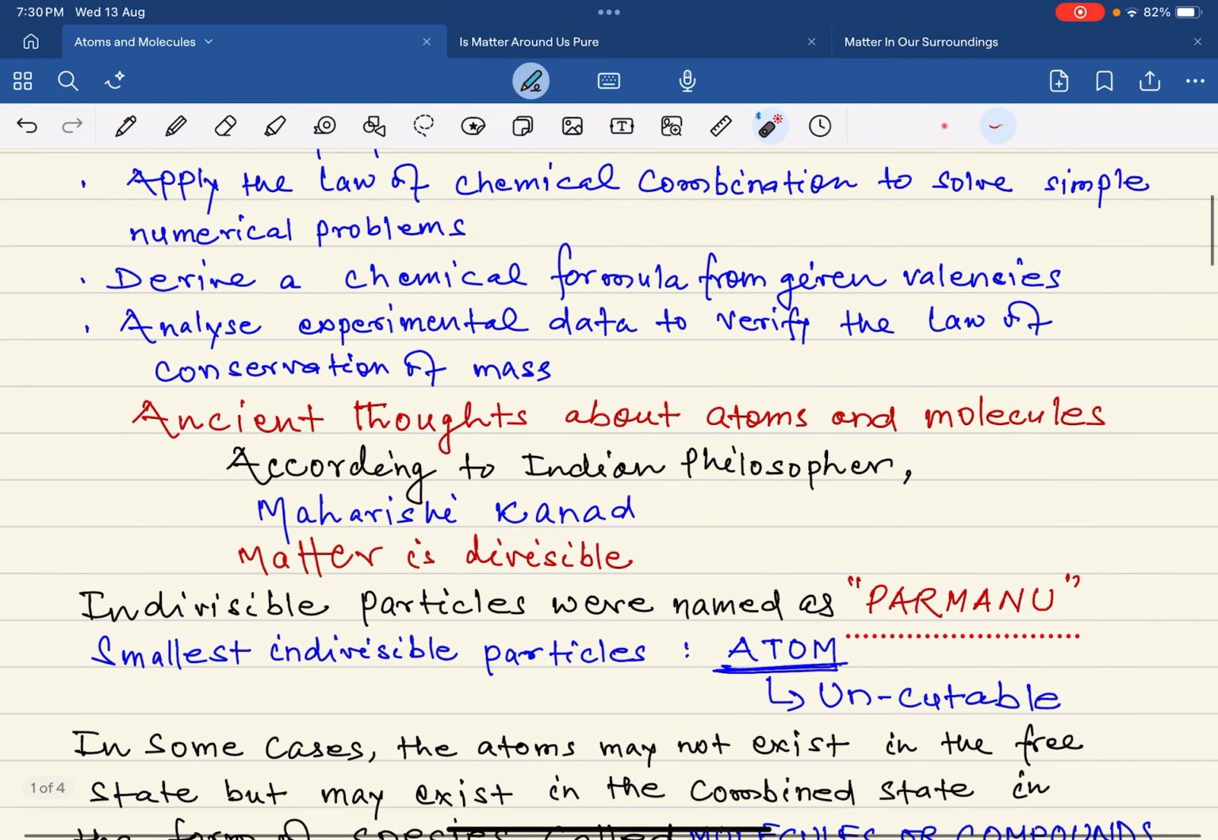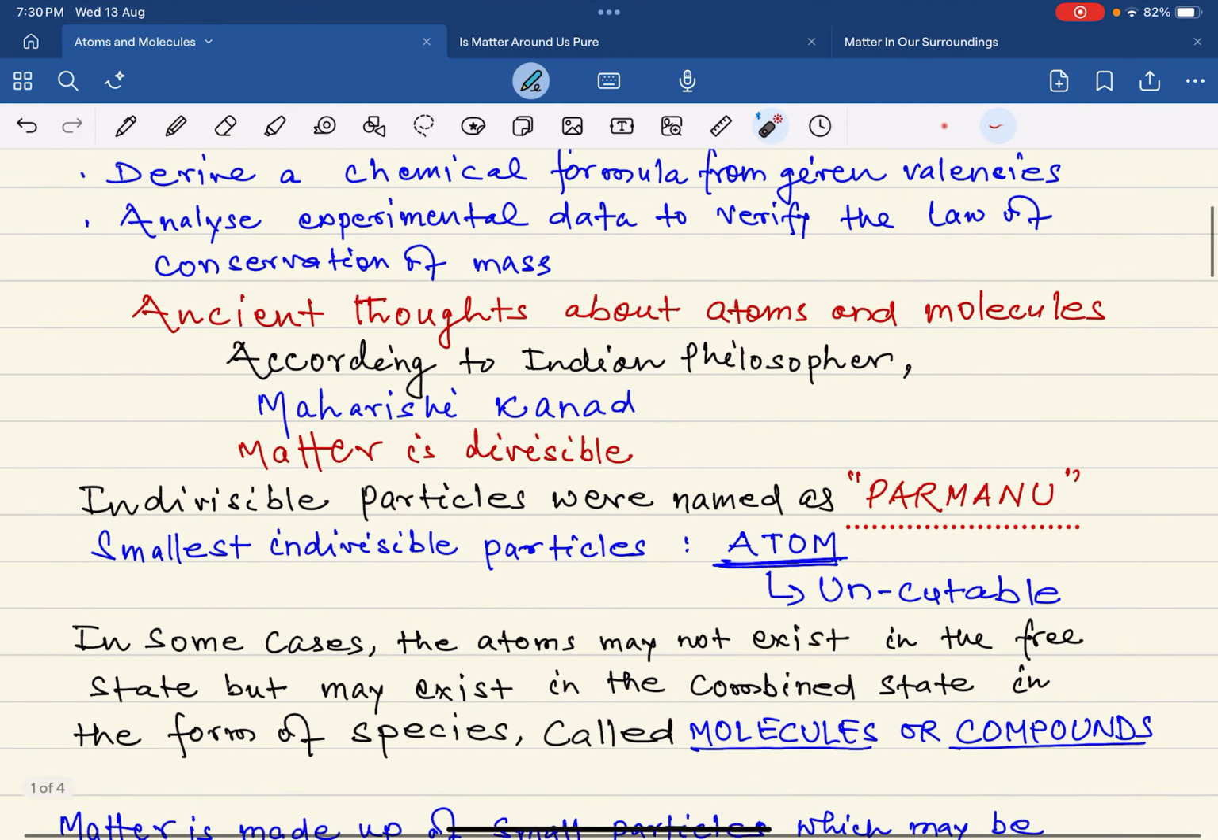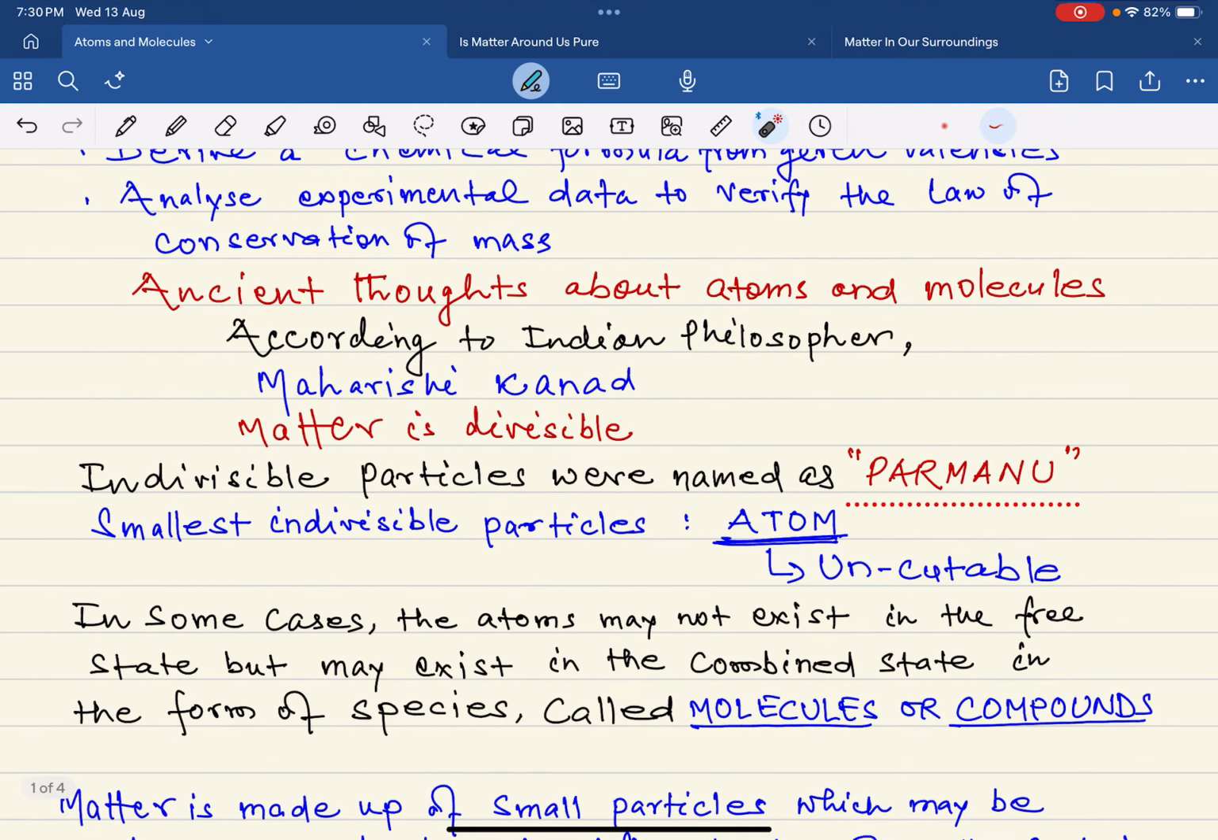In this chapter, according to ancient thought about atoms and molecules, according to Indian philosopher Maharshi Kanad, matter is divisible, means matter is easily divided into small fragments. Indivisible particles were named as Pramanu. The smallest indivisible particle is known as atom.